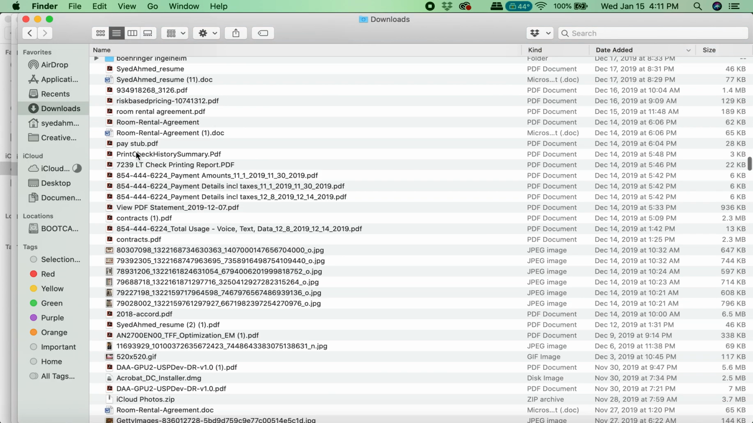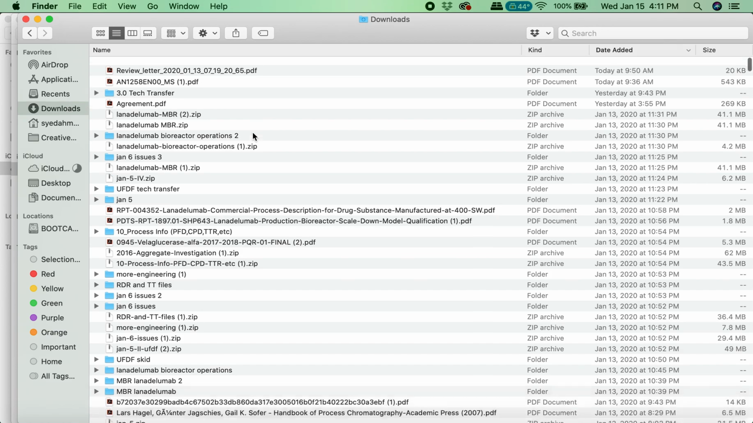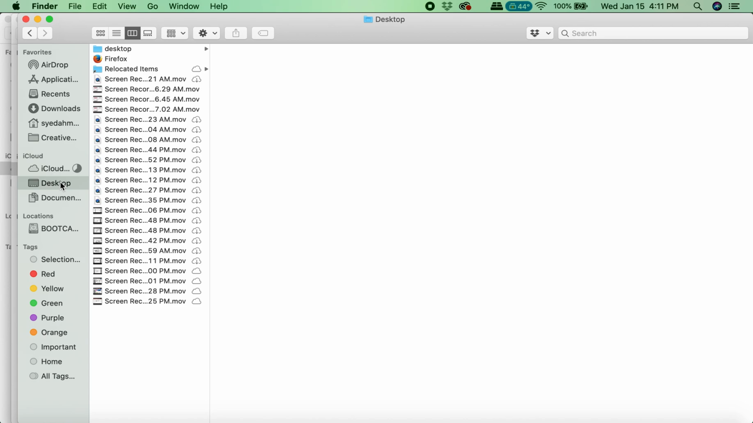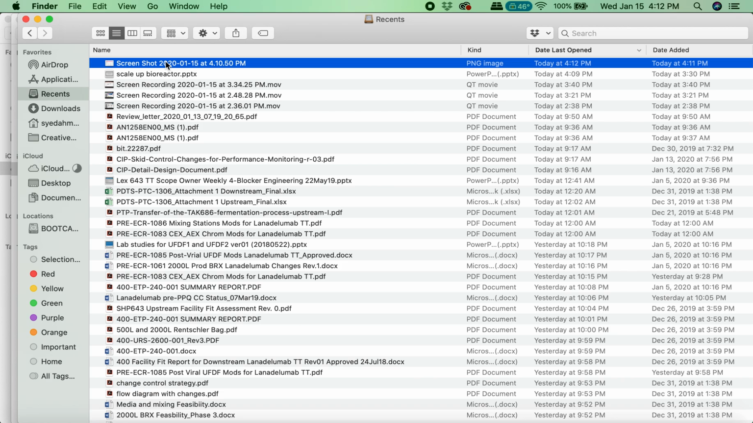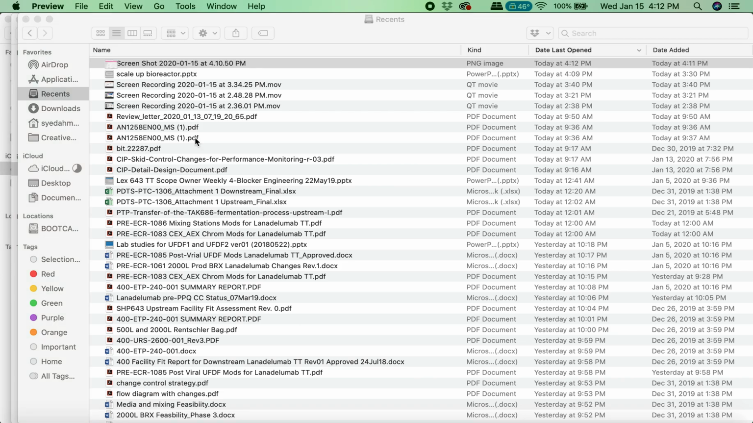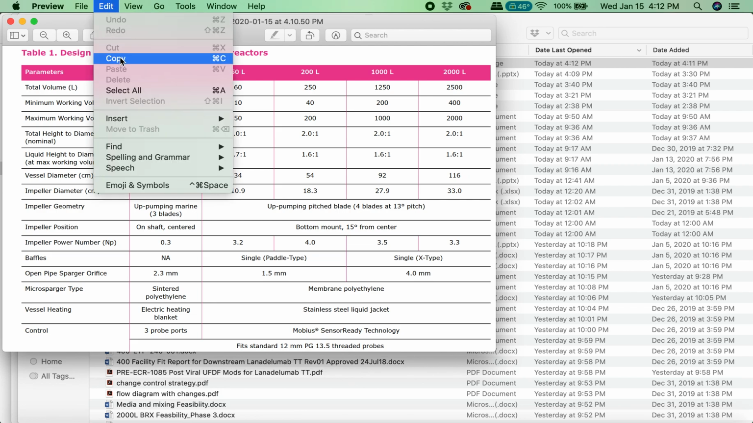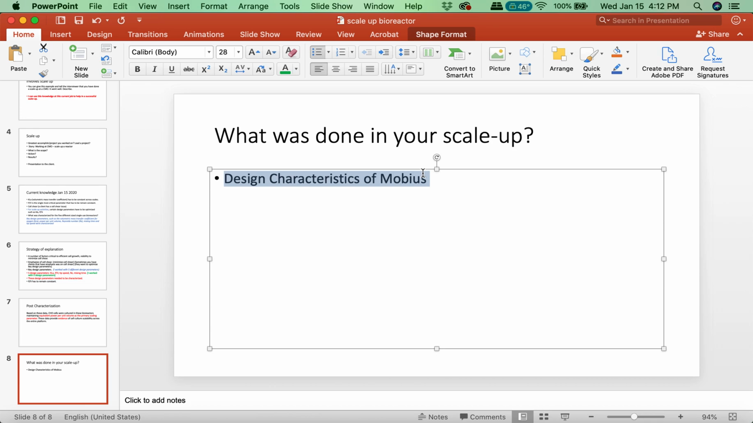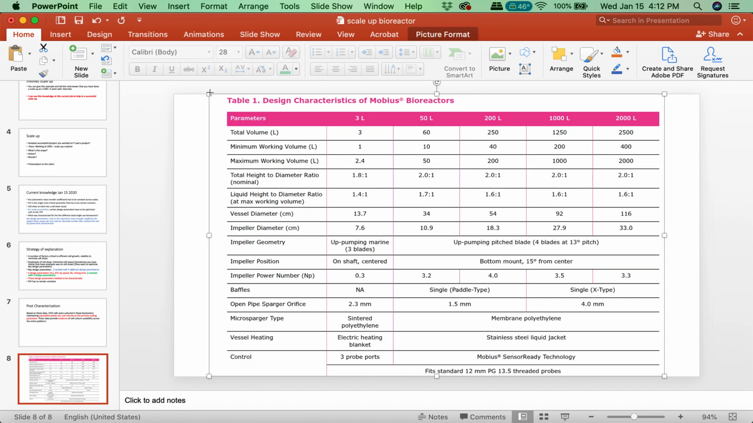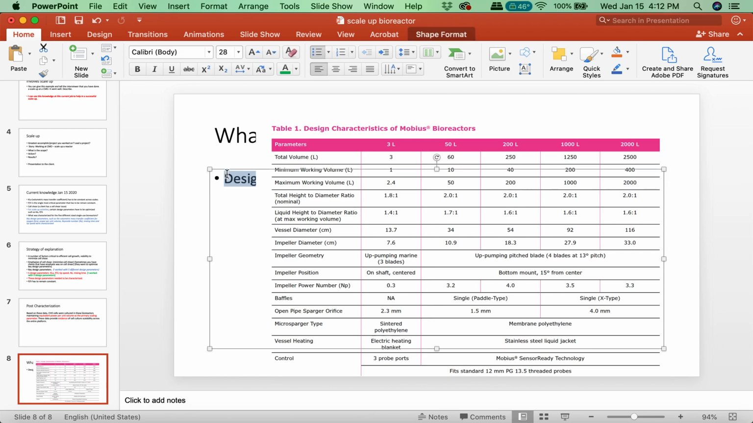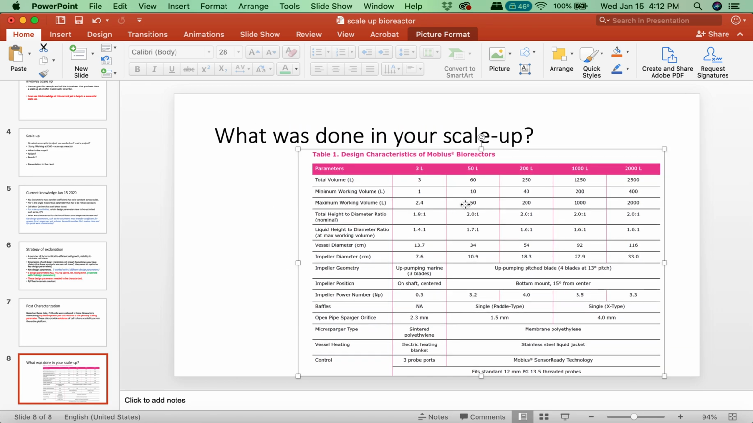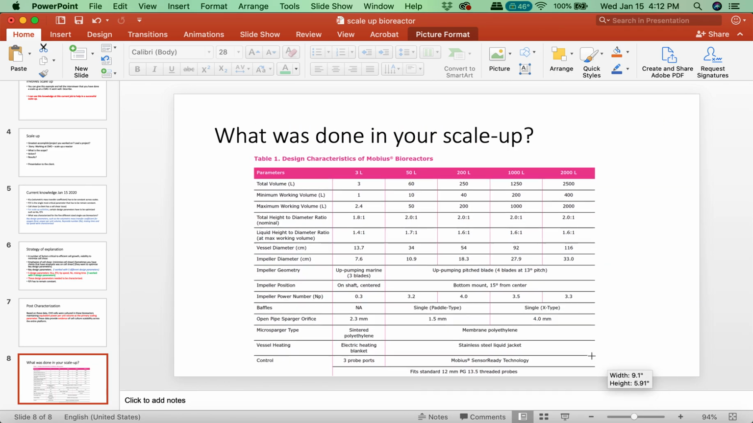If you can explain those design characteristics, then you're good to go. I can't believe it's four. I haven't prepared. Anyhow, you have to explain this chart. There's no other way around it, and it's easy to try to remember this chart. What are the design characteristics of that bioreactor?